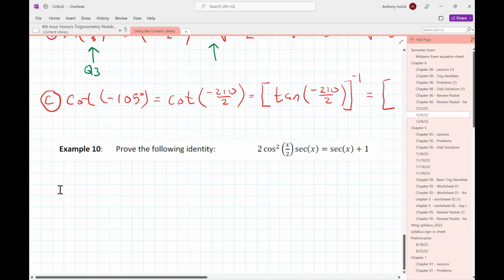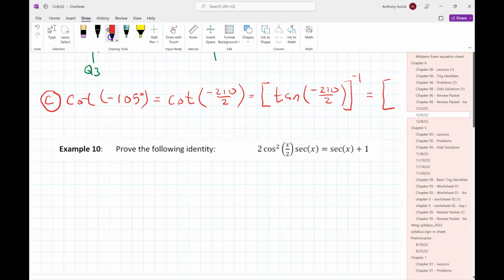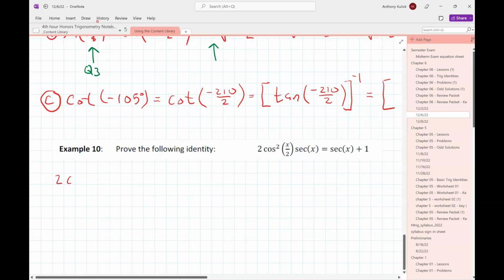So it says, prove the following identity. Which side to you looks like the better side to start with? I would agree. So let's start with the left-hand side.